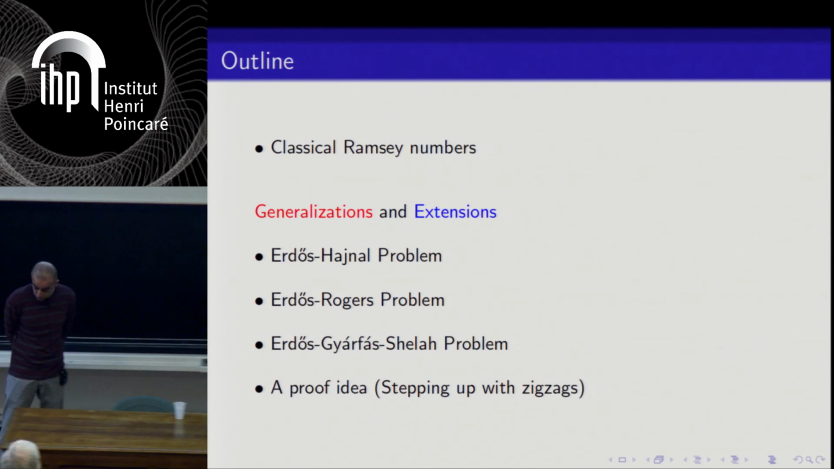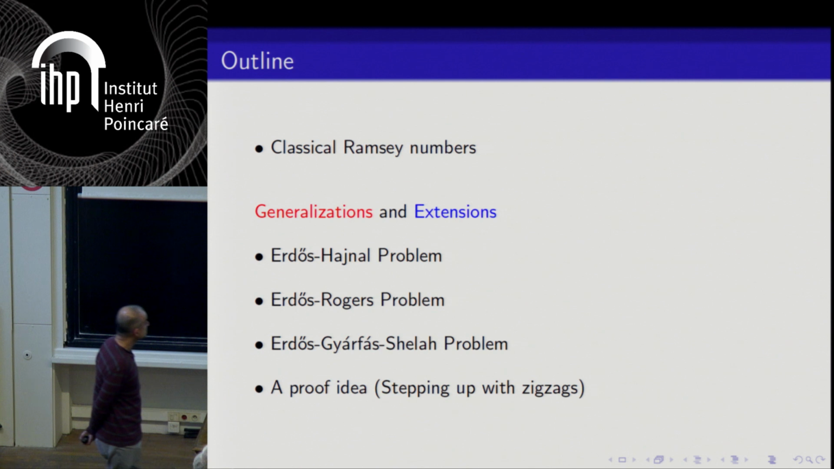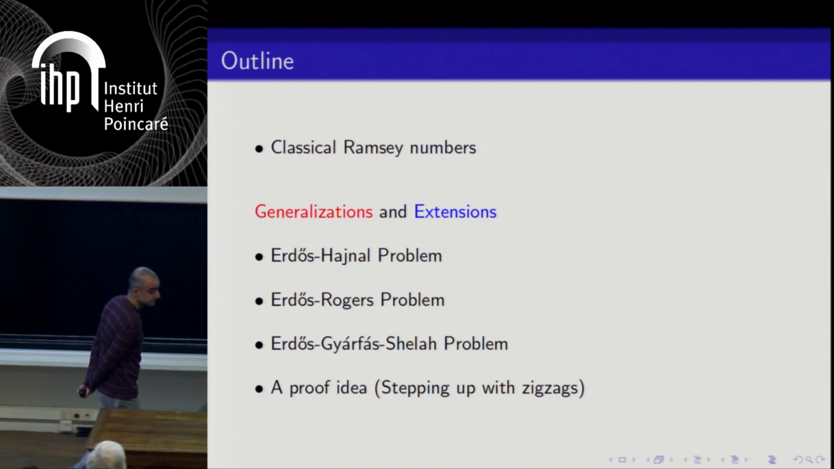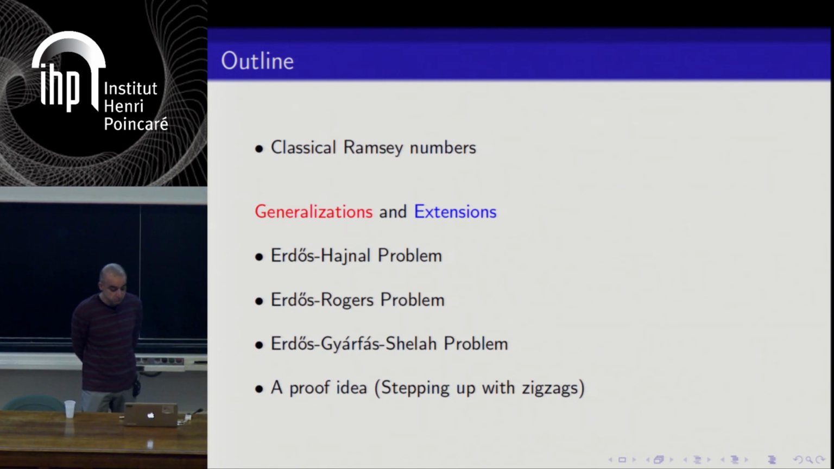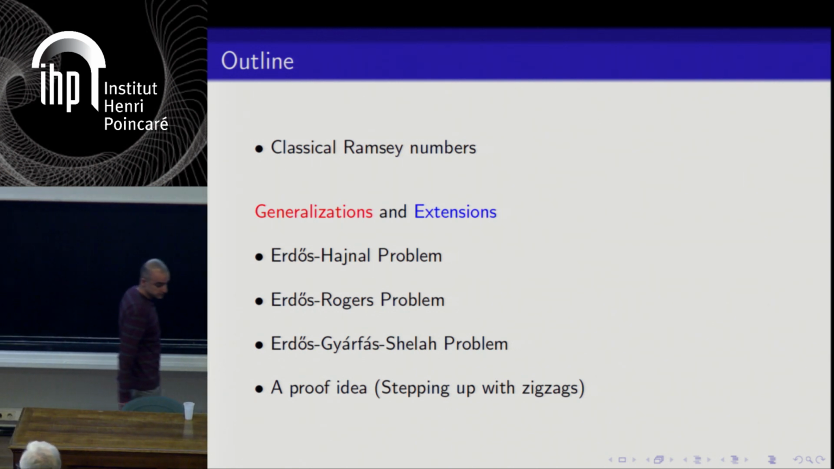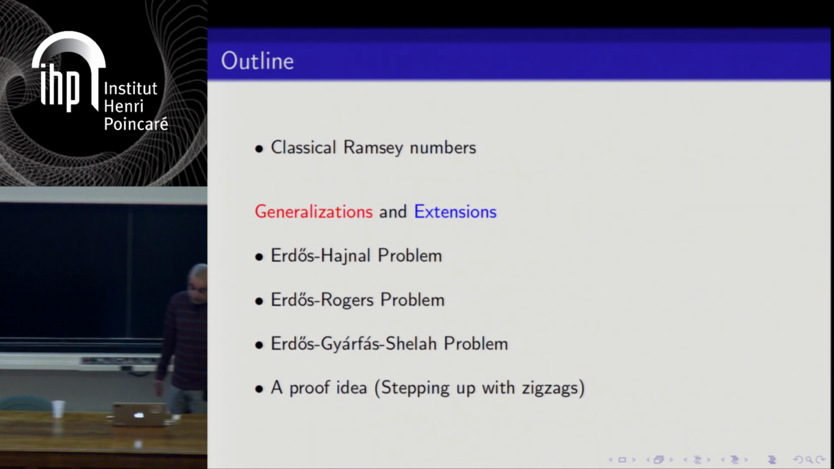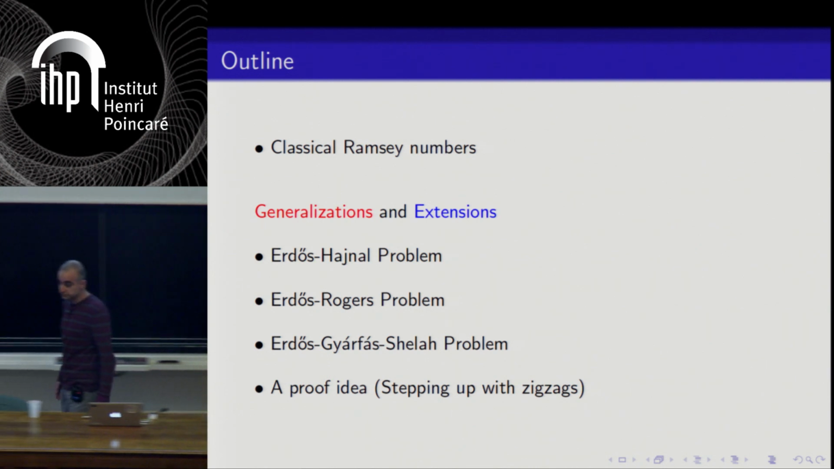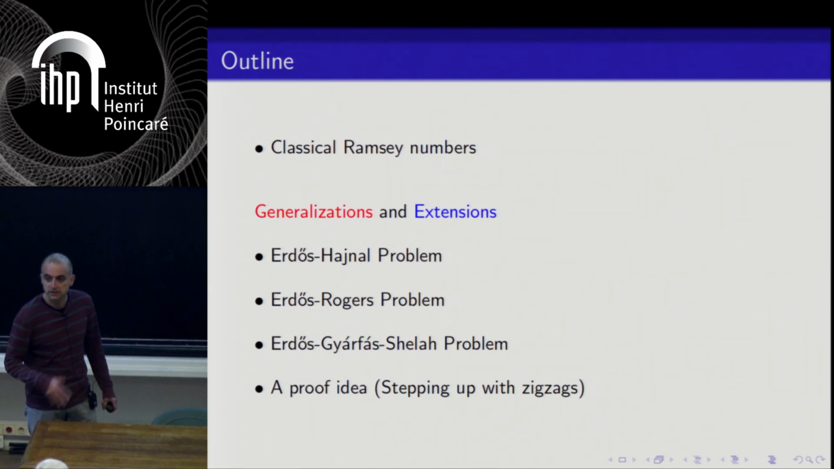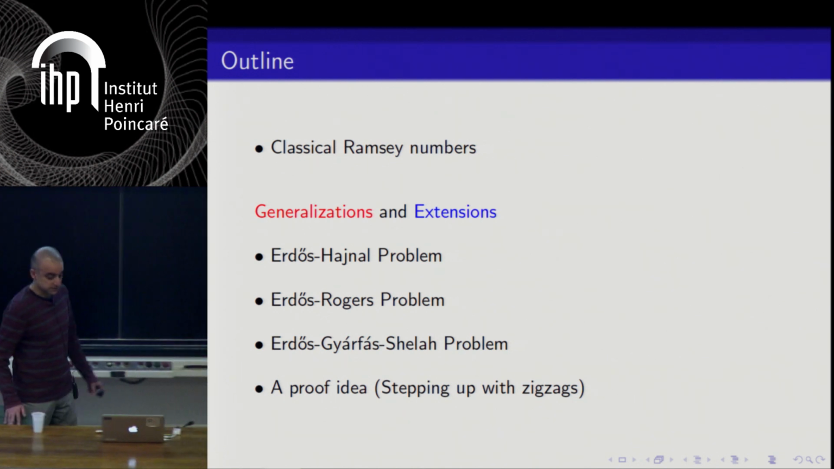And after that, we'll go to generalizations and extensions. Actually, some of these generalizations are themselves very old, questions going back to the 60s and early 70s. They tend to be more difficult than the classical Ramsey problems. But they have a different flavor. So I'll go over these questions of Erdős and Hajnal, Erdős-Rogers, Erdős-Gyárfás-Shelah, and then, if there's time, I'll mumble a few things about one of the main ideas of the proof. The talk is about basically constructions. So I'll say something about how the constructions are made.